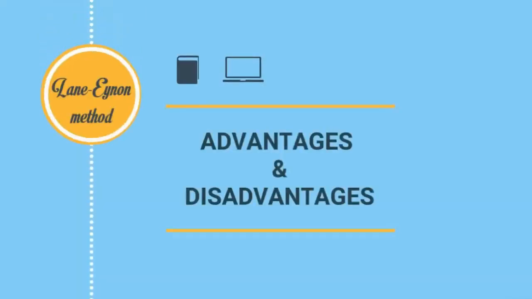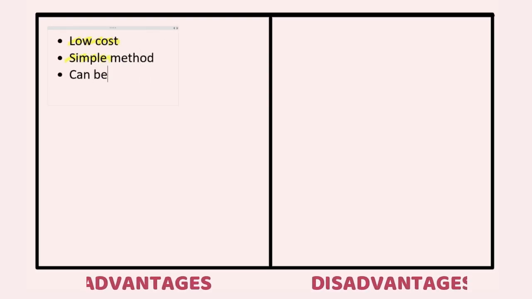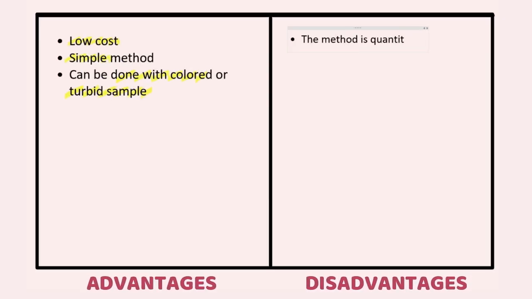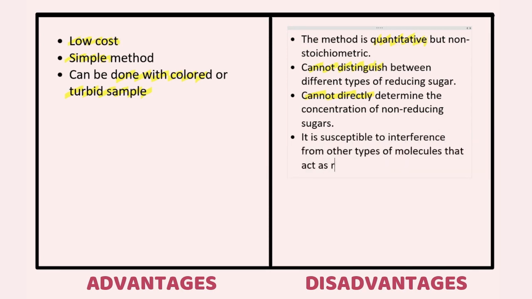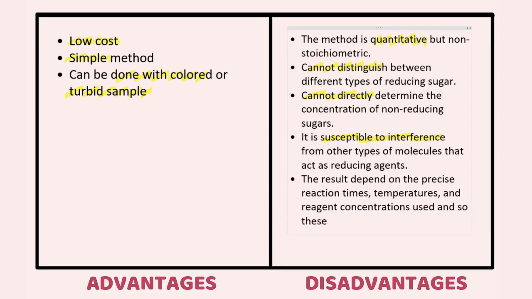However, when we want to use this Lane-Eynon method, there are several drawbacks that must be considered. Despite the cost effectiveness and simplicity of this method, Lane-Eynon is unable to distinguish different types of reducing sugars. It also heavily relies on precise reaction times, temperatures, and reagent concentrations. Therefore, these parameters must be carefully controlled in order to produce accurate results.